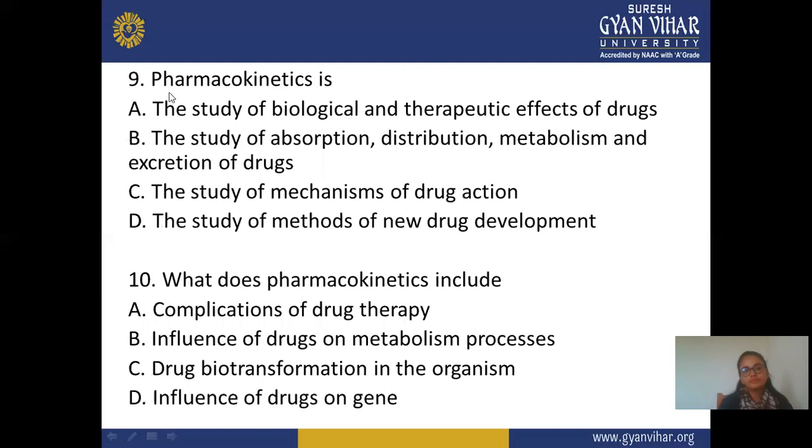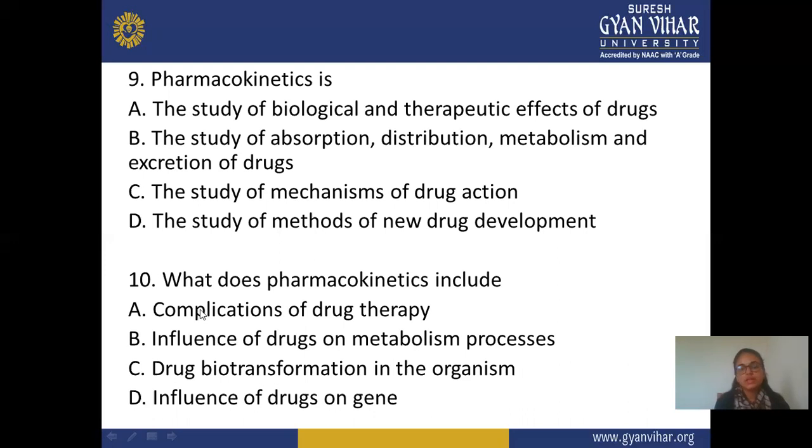Next, in the ninth question: pharmacokinetics is the study of what? It means which study or which parameter pharmacokinetics includes. We already discussed pharmacokinetic definition, description, and the different parameters, so you should know the answer. A option is the study of the biological and therapeutic effect of the drug. B is the study of absorption, distribution, metabolism, and excretion of the drug. C is the study of the mechanism of drug action. And D is the study of methods of new drug development. You can select the correct option out of these A, B, C, D.